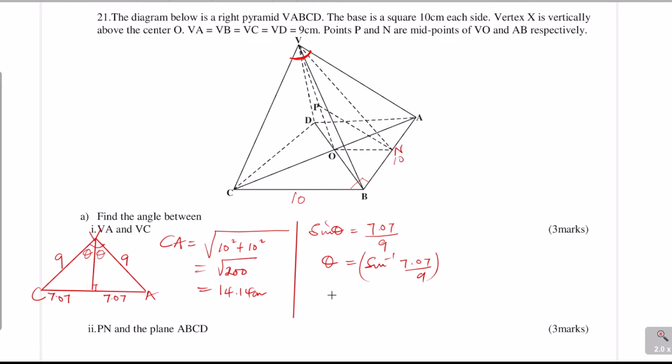So this will give 51.77. And since we want the whole of this angle, so one of these angles, theta, is 51.77. Now the whole of that angle, we have to multiply that by 2. And now we get the required angle. That will give 103.54 degrees. So that is how you're supposed to solve that part.